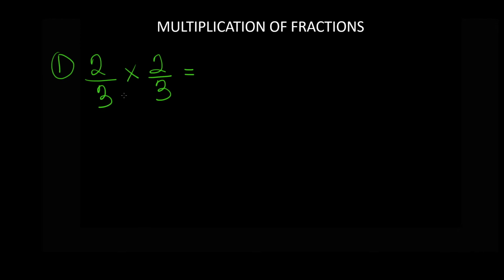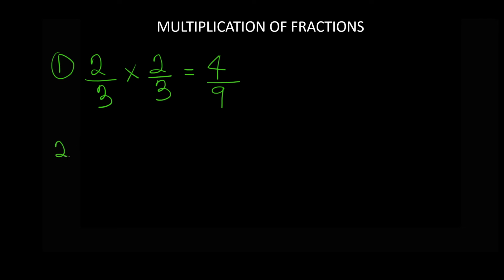2 over 3 times 2 over 3. These are the numerators. So you're going to go ahead and multiply that. 2 times 2 gives you 4, over 3 times 3 gives you 9. That is your final answer. 4 over 9 is the product, or the multiplication, of 2 over 3 and 2 over 3.